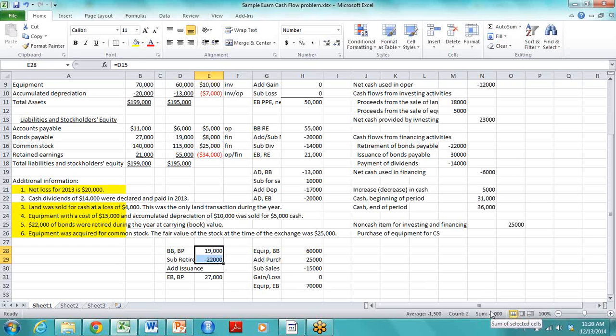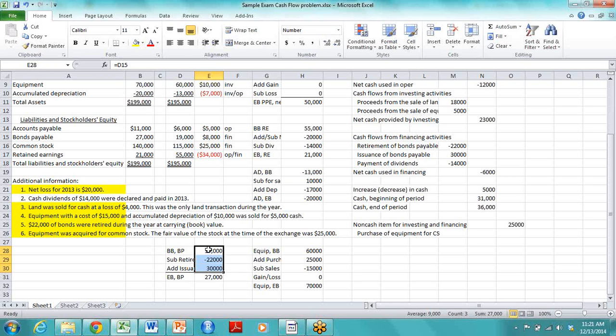So something else must have happened, because we know that our net change here is $8,000. So we can just solve for X, which is going to be $30,000. And now my roll forward will work.